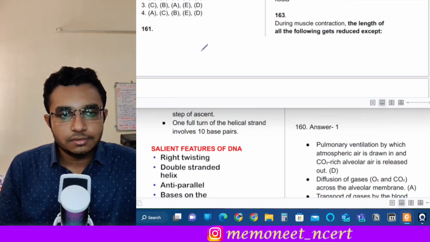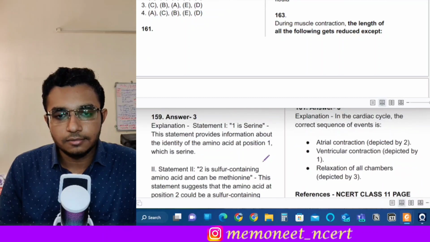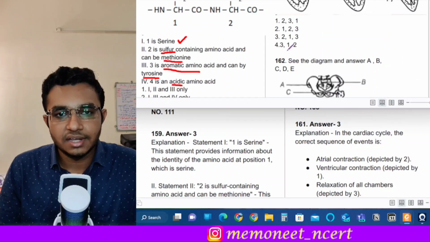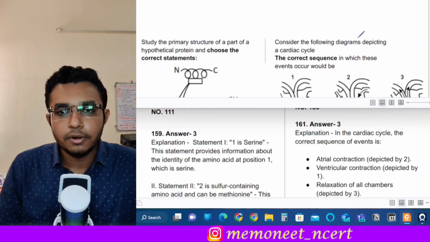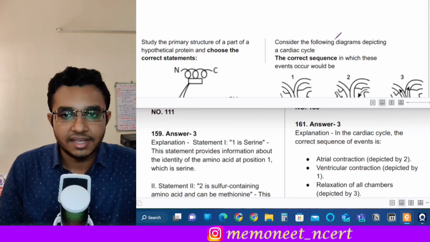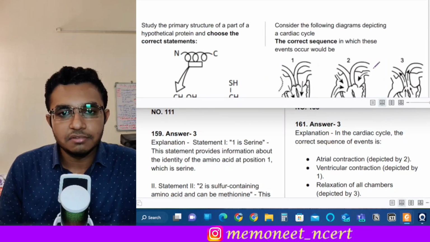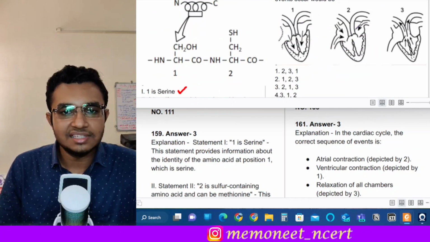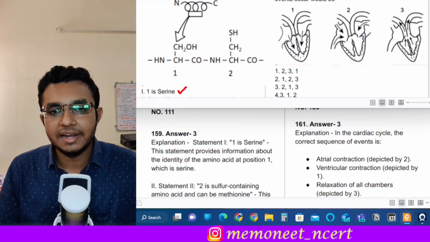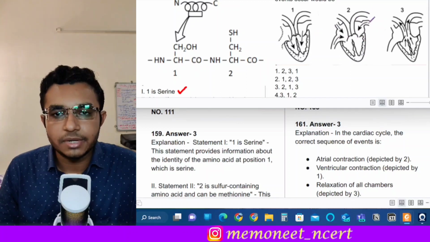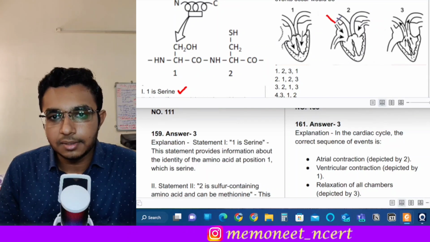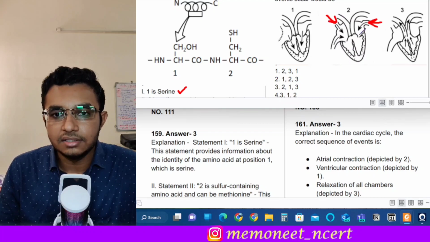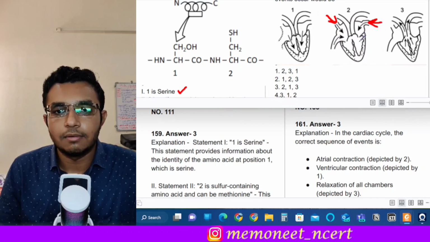Moving on to the next question, that is question number 161. And it states that consider the following diagrams depicting a cardiac cycle. The correct sequence in which these events would occur would be. So as you can see in these diagrams, first of all, let us see the second diagram. What is happening in the second diagram? It is that the blood is entering both the atria, right? And these valves are open. The tricuspid valve and the bicuspid valve are open.